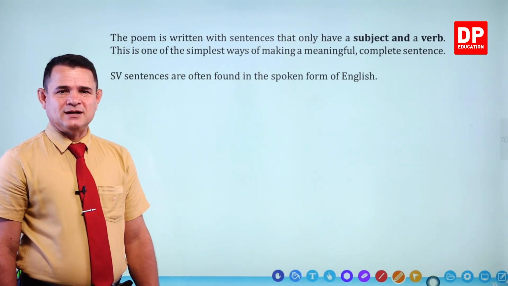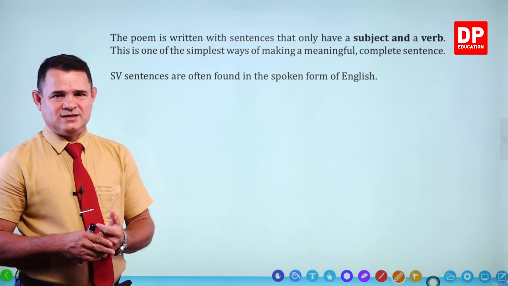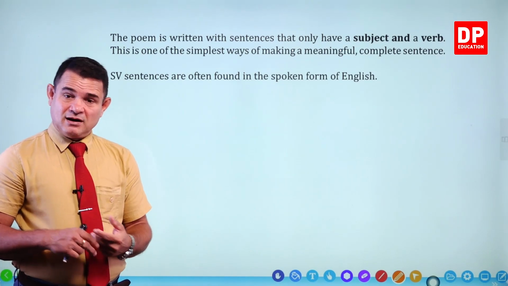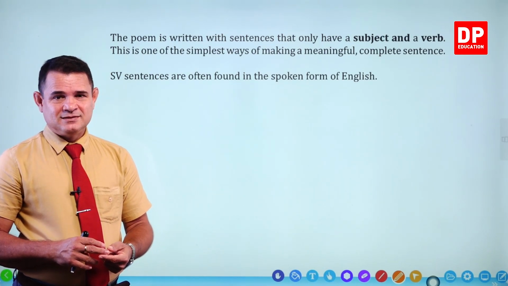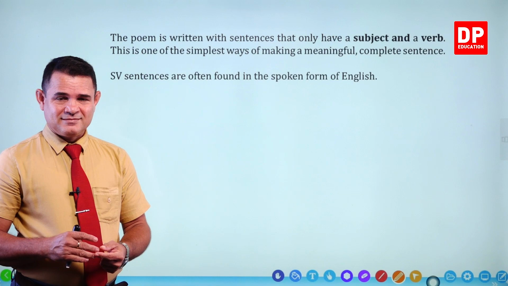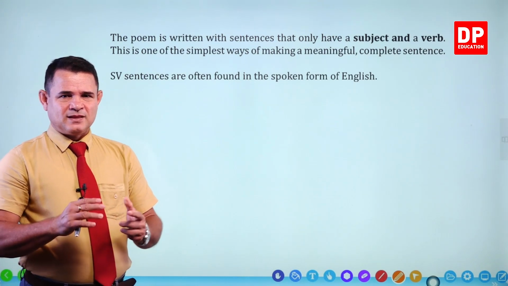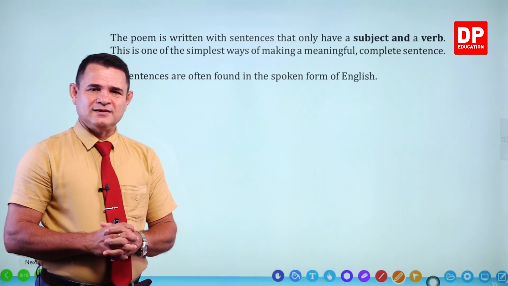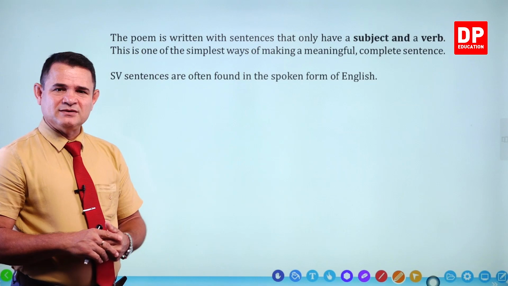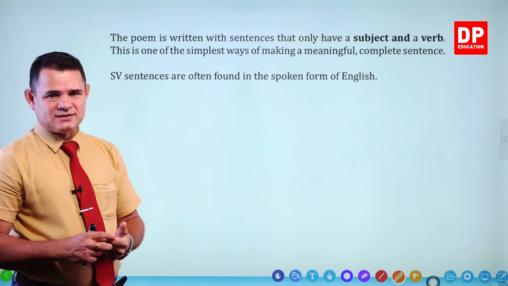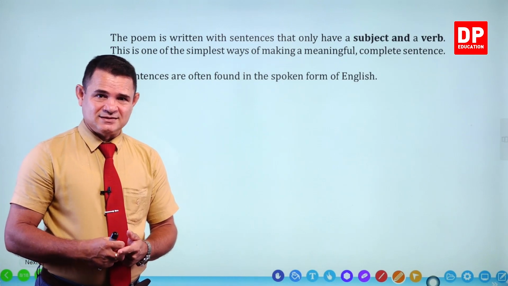He ran. They fell. They came. Right? Only subject and verb. Right? Other than that, in a sentence you can find object, complement, and many other things. I will discuss them in detail in another lesson, right?